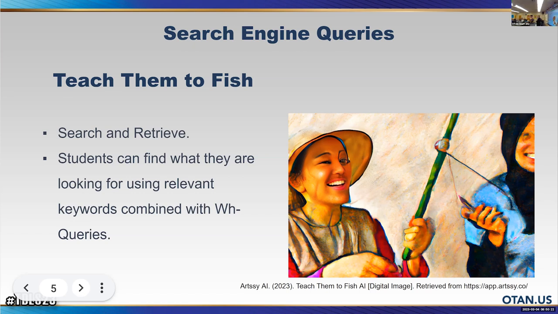Whereas with ChatGPT, when you put in your search, it talks to you. It says, oh, I've got just the answer for you. So we'll take a look at that. So with the search and retrieve, the students can find what they're looking for using relevant keywords. And in this lesson, combined with the WH queries.